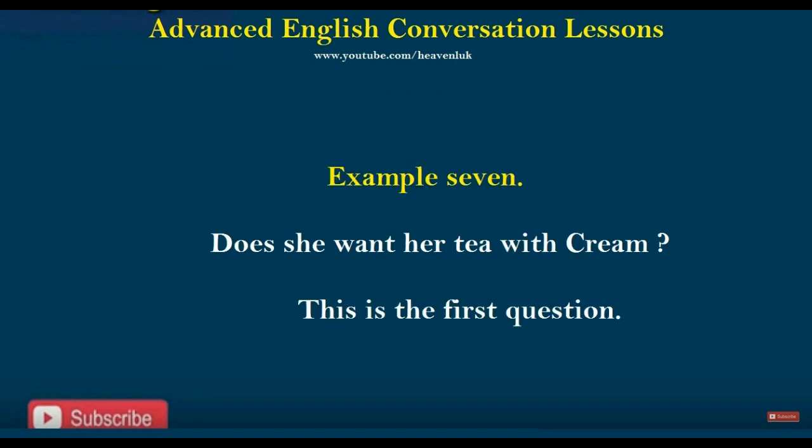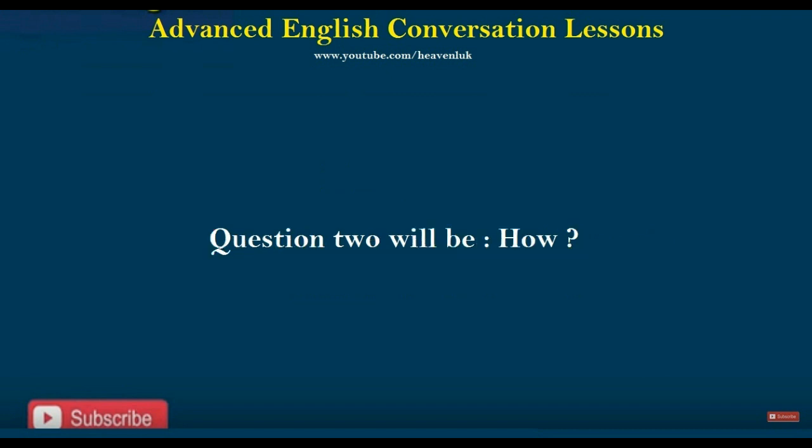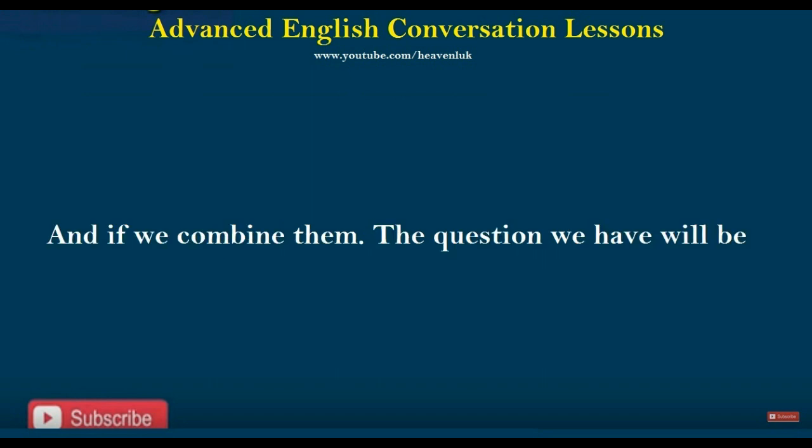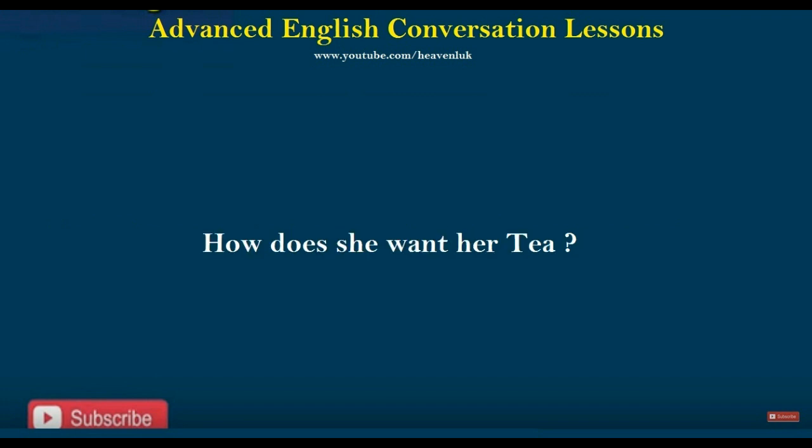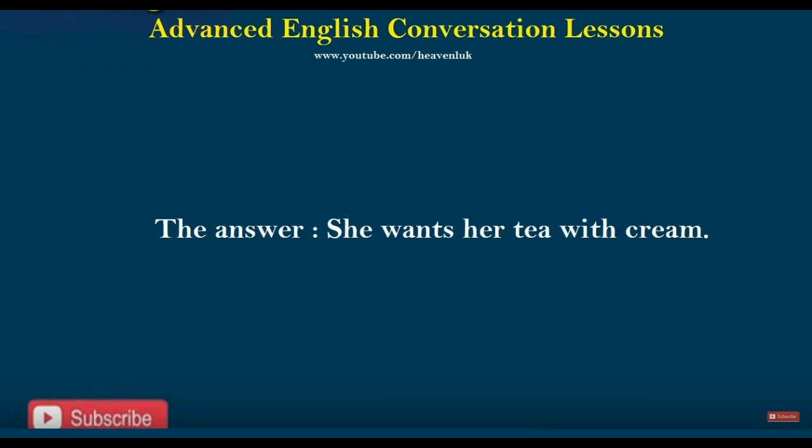Example 7. Does she want her tea with cream? This is the first question. Question 2 will be, how? And if we combine them, the question we have will be, how does she want her tea? The answer, she wants her tea with cream.